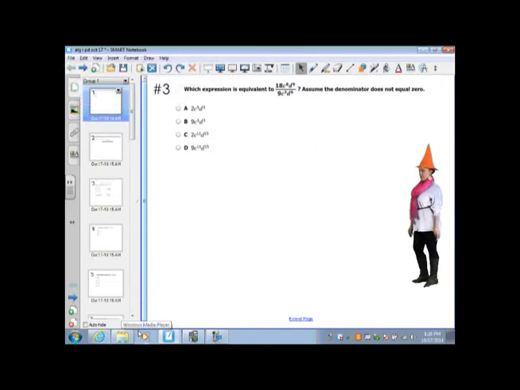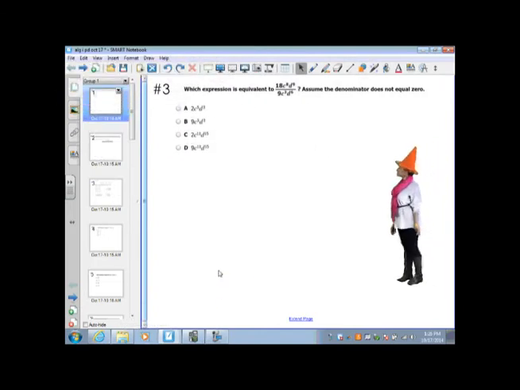Algebra problem number 3, and it says, which expression is equivalent to 18 c to the 8th d to the 9th divided by 9 c to the 3rd d to the 6th power? Assume the denominator does not equal 0. Now that assume the denominator does not equal 0 is not going to change anything that we're going to do.